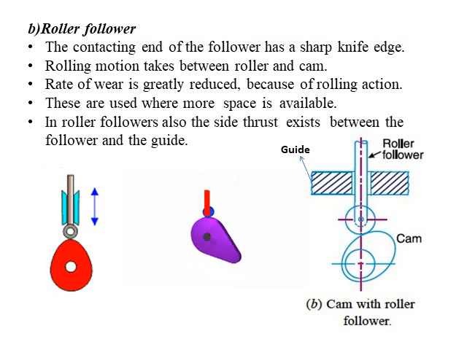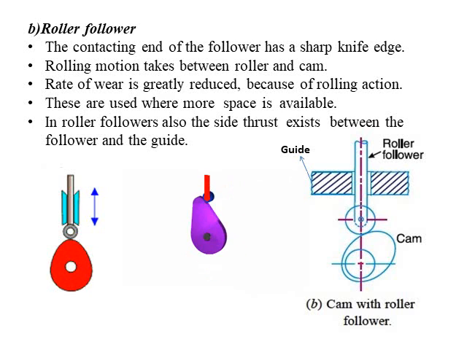Next, we have classification by the surface in contact: the follower. As already discussed, we have to look at the contact end of the follower to decide what type of follower it is. In a roller follower, when the contacting end of the follower is a roller, it is called a roller follower, as can be seen in the figure. Here, the rolling motion takes place between the contacting surface, that is the roller, and the cam.